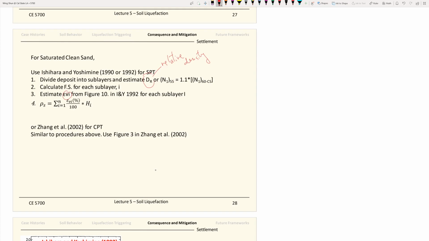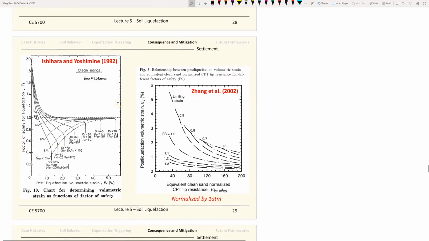So this, typo here, it should be a subscript there. So this is the volumetric strain, vertical strain. Actually, volumetric vertical strain. And we can estimate that from figure 10 in Ishihara and Yoshimi 1992. So this is figure 10.